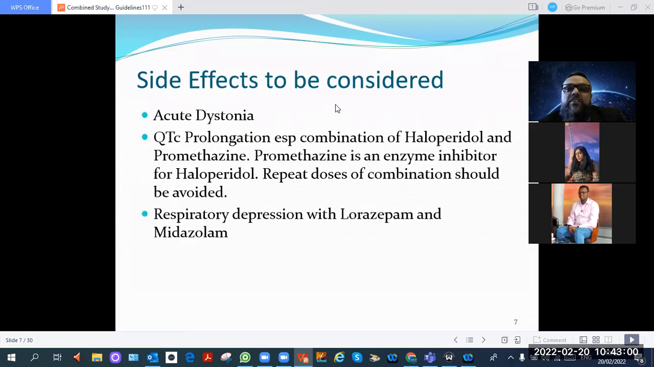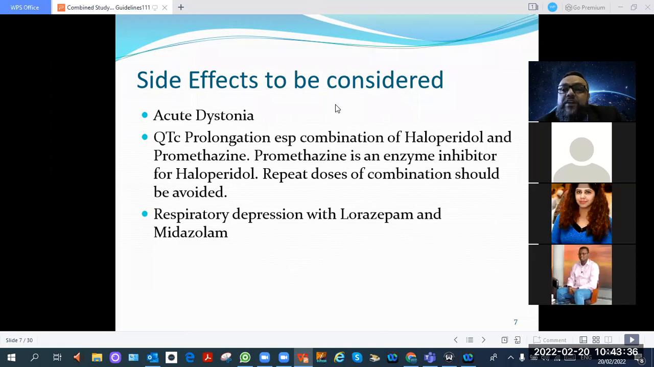Side effects to be considered: acute dystonia, QTc prolongation, especially with the combination of haloperidol and promethazine. There was a question: why do we use haloperidol and promethazine? Because haloperidol will cause extrapyramidal side effects, and promethazine will counter those extrapyramidal side effects. That's why we use the combination of haloperidol and promethazine, to prevent them.